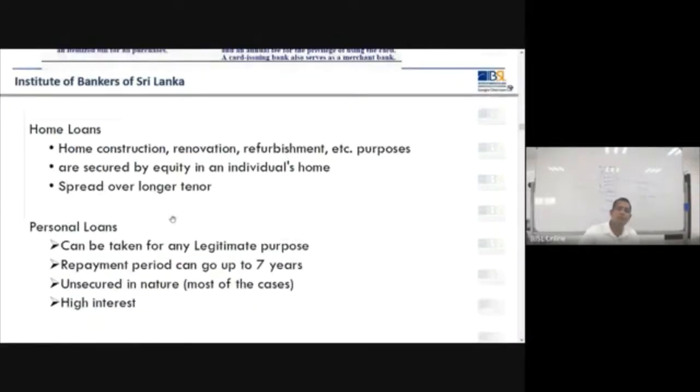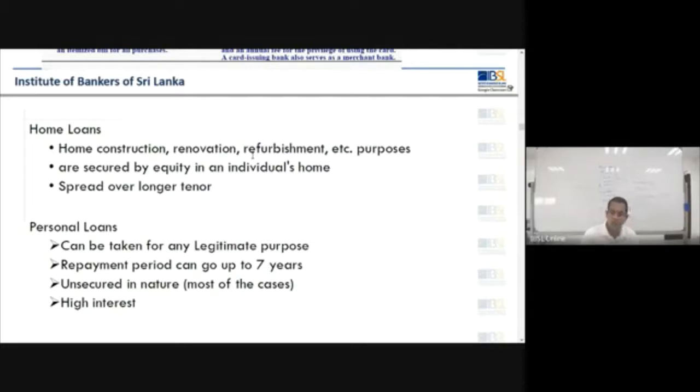Then you have the home loans. Home loans can be granted for anything related to your housing: house purchase, land purchase, construction, value addition, anything, based on the repayment capacity of the borrower. Normally, it is the salary or income.